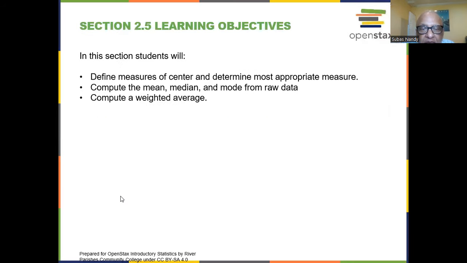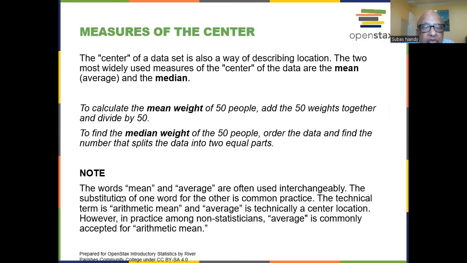Measures of the center of the data. The center of a data set is also a way of describing location. The two most widely used measures of the center are the mean and the median. To calculate the mean weight of the 50 people, add the 50 weights together and divide by 50. To find the median weight of the 50 people, order the data and find the number that splits the data into two equal parts.